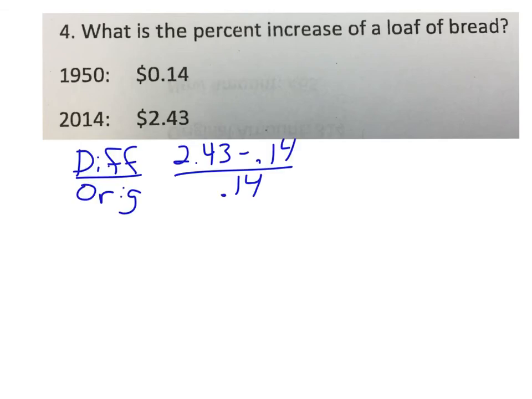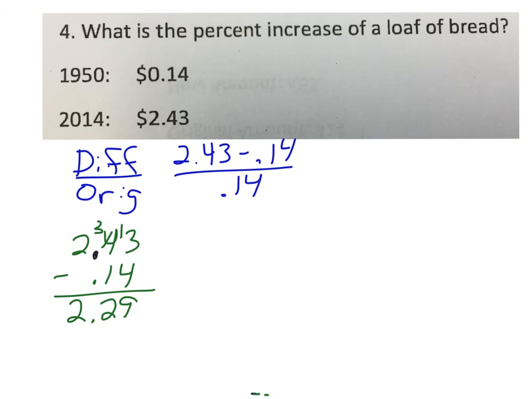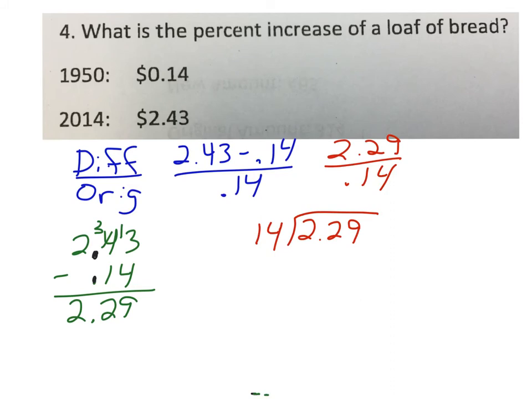Okay, first make sure you set it up correctly. You subtracted the 2 and you did put the larger one on top, and this is 14 cents, and the original, because this is earlier on, is 14 cents. Okay, so check your subtraction, $2.43 minus 14 cents. Remember, you have to line up those decimals. So it is $2.29 difference. Okay, make sure you set it up correctly. You got 14 cents divided into $2.29.